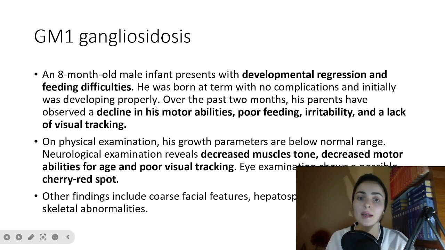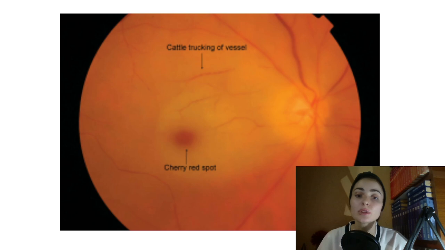On physical exam, his growth parameters are below normal, so he's small. Neurological exam reveals decreased muscle tone, which is also called hypotonia, decreased motor abilities, and poor visual tracking. Eye examination shows possible cherry red spot, and I want to show you the cherry red spot. A cherry red spot on the macula looks like this.